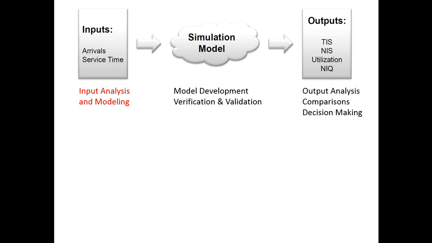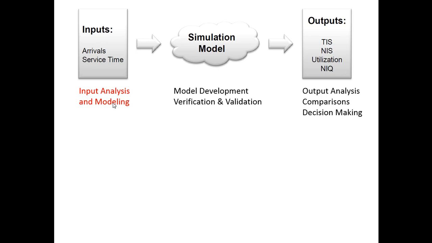So here you can see a simplified version of the general simulation modeling and analysis process, where we have a simulation model that is a computerized model of an actual system under investigation, say a restaurant, and our model has some input parameters. These inputs can be the inter-arrival times of customers into the restaurant or the service time at the cashier for customers to place their order. And also we have some outputs, such as time in system, number in queue, utilization, etc.